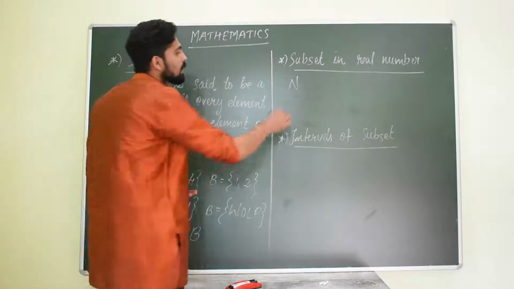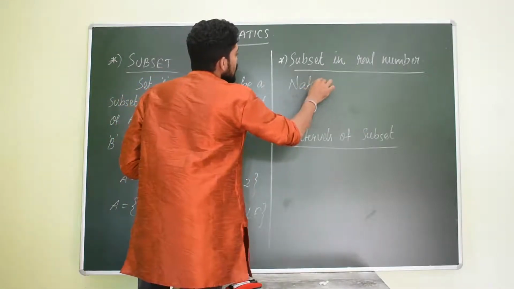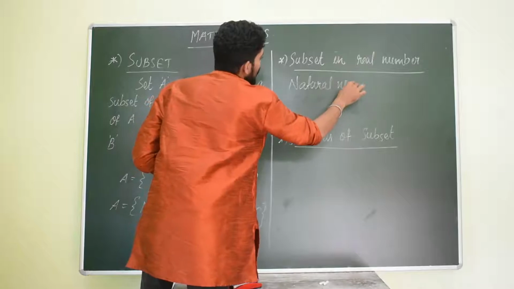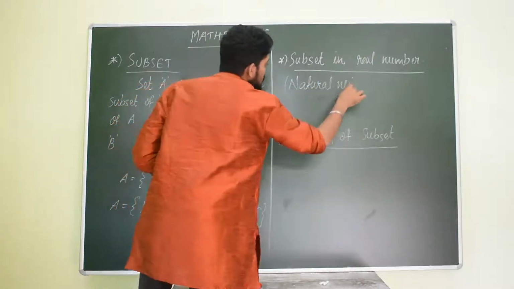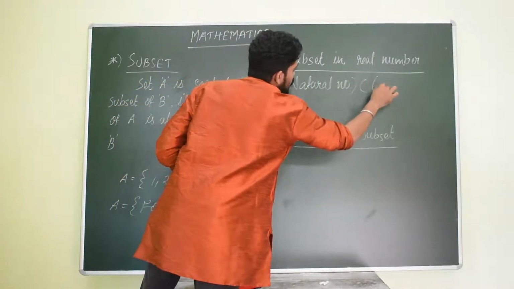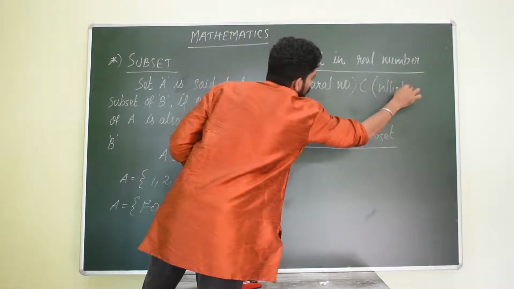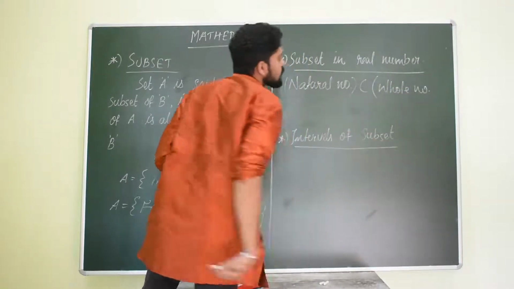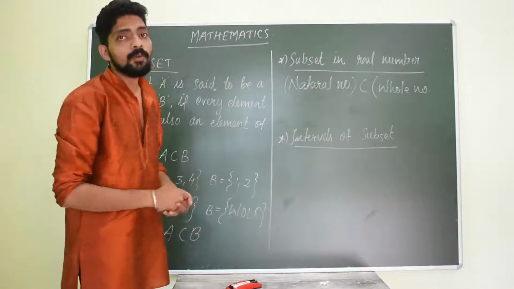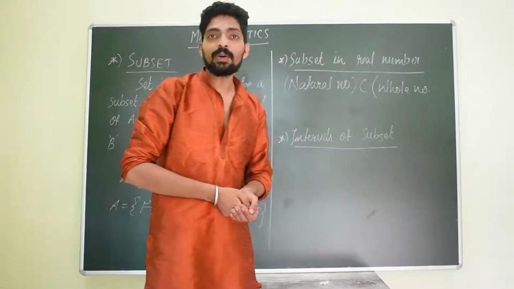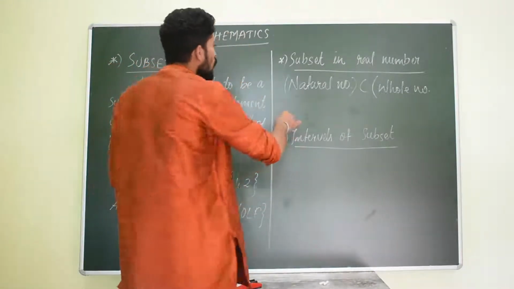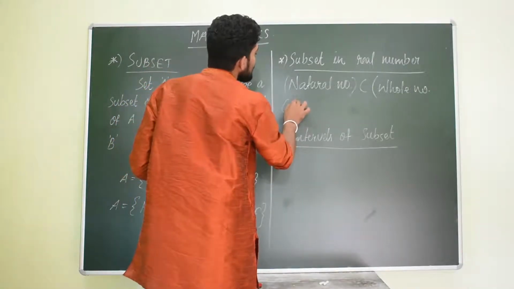We can say the natural numbers are a subset of all whole numbers, right? Okay, the natural number is a subset of all whole numbers. In the same way, the integers.